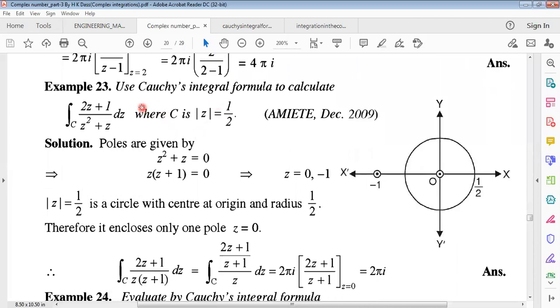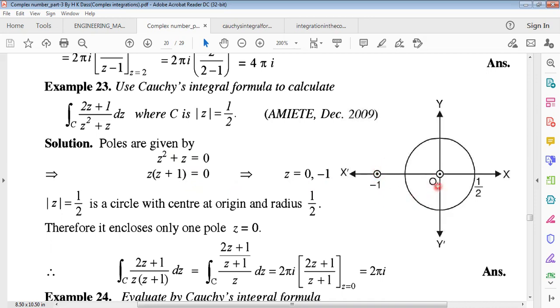Another example, example 23: use Cauchy's integral formula to calculate the contour integration of twice z plus 1 divided by z square plus z, where C is the circle. In this circle the center will be 0, 0 and the radius will be half, so we can draw this easily. Now to find the poles, we have to write the denominator equals 0. That means z square plus z equals 0. So we can find two poles. One is 0, another is minus 1. So we can plot this. Minus 1 will be this.